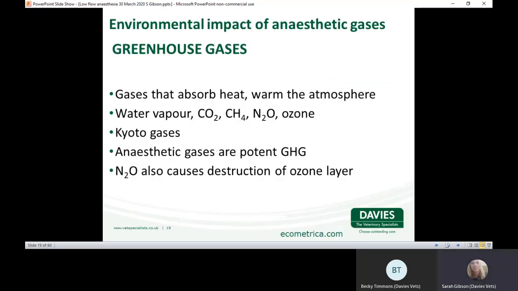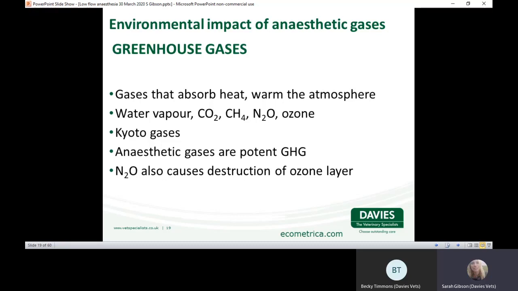So before we look at the potential problems with anaesthetic gases we use, I thought we could go over the basics of the greenhouse gases. So what actually is a greenhouse gas? It's any gas that absorbs heat, keeping the atmosphere warmer than it should be. So the main greenhouse gases in the atmosphere are water vapour, carbon dioxide, methane, nitrous oxide and ozone.